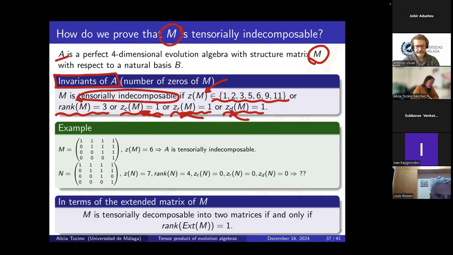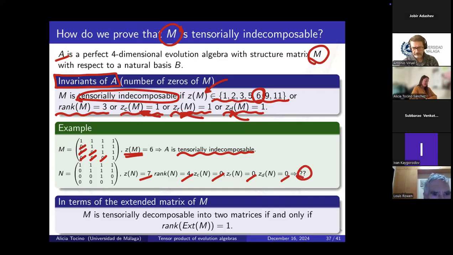We count the number of zeros in M, and we have 1, 2, 3, 4, 5, 6. Okay, 6. So 6 is in here. So we have that A is tensorially undecomposable. In the second case, for N, the number of zeros is 7, the rank is 4, there is no column filled with zeros, no row filled with zeros, no zero in the diagonal. So we don't know if this matrix corresponds to a tensorially decomposable evolution algebra or not.